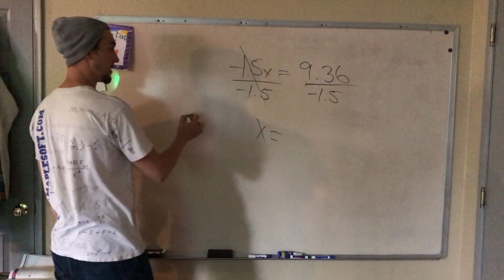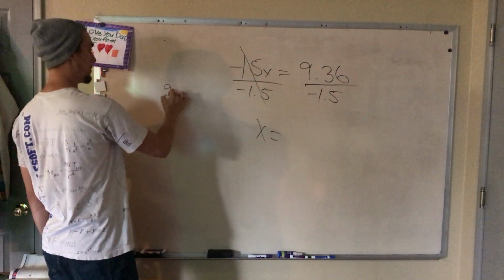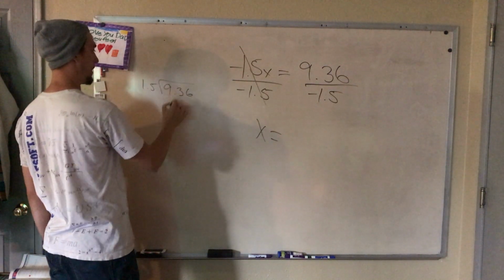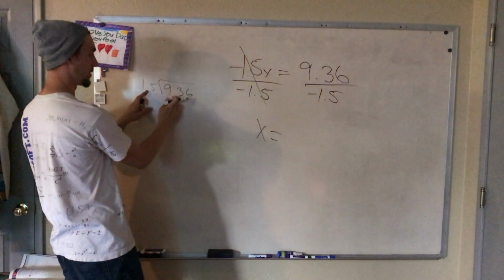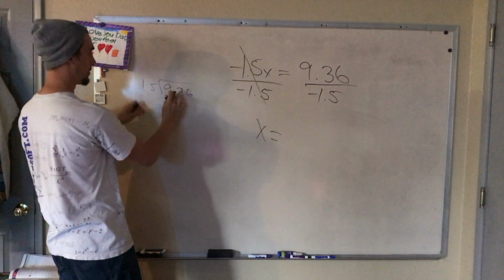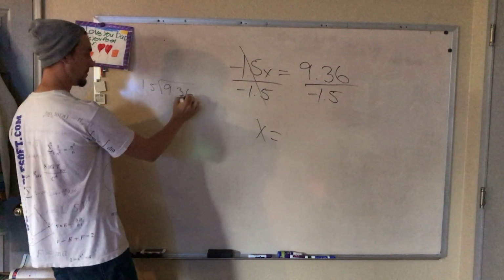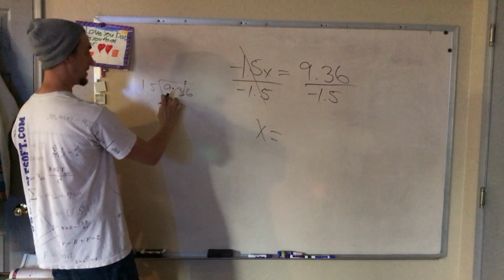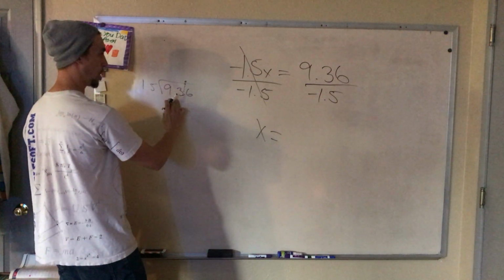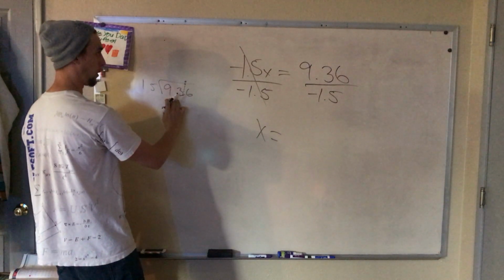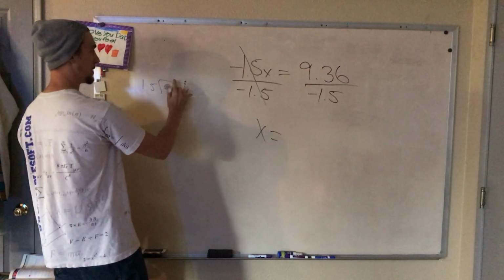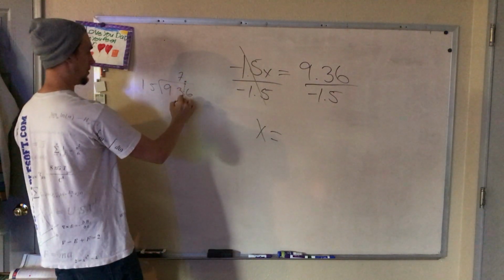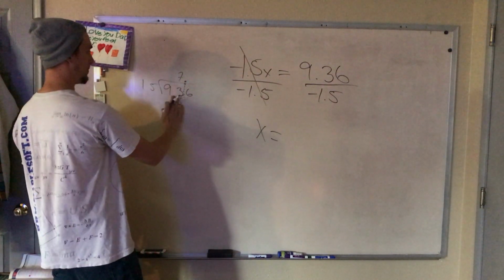So what I would do over here is take it over, do 9.36 divided by 1.5, and we just learned this trick where you go like this, move the decimals over 1, bring the decimal up, 15 into 93, 6, 7, nope, 6.